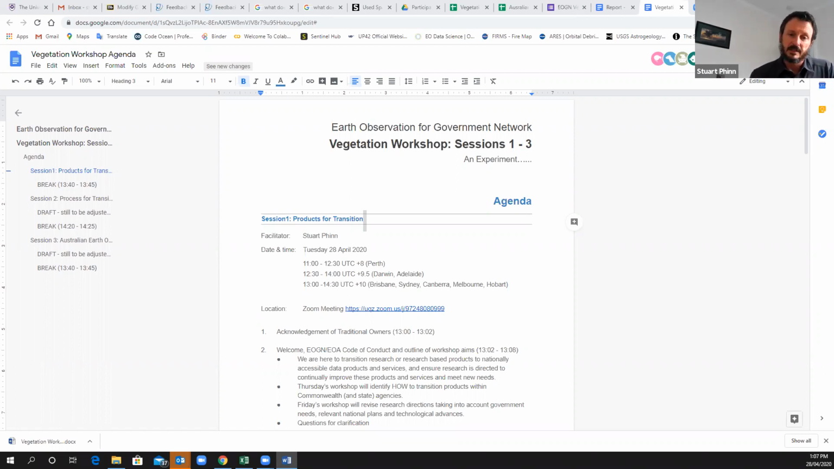Today's workshop is really having a look at where we got to last year with an earlier workshop, which was around the state of knowledge of, let's call them, vegetation products for use in Australia, and which ones are ready to be shifted into a more operational national context. So today we'll look at what those specific products and services are that could be implemented nationally.